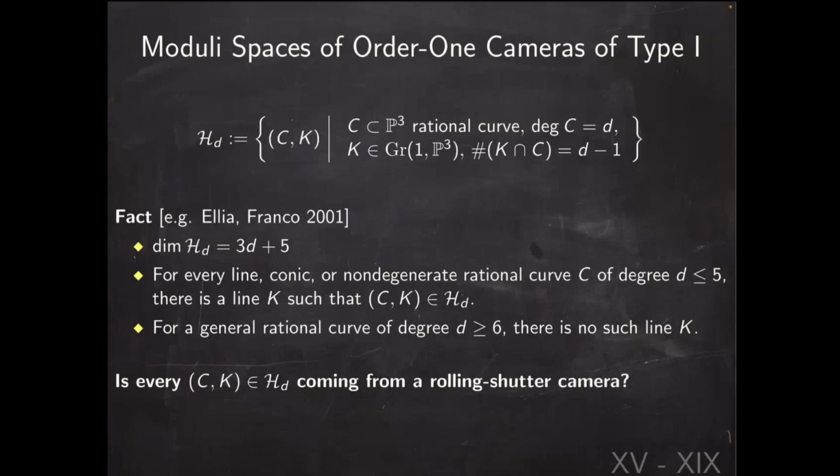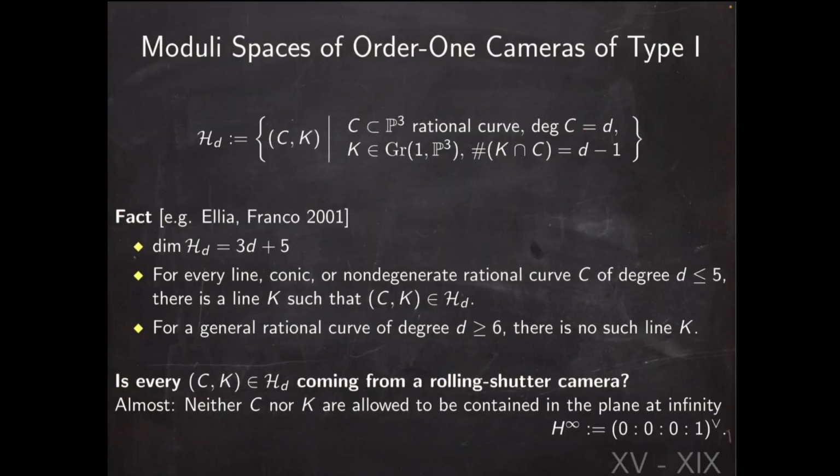So I already talked a little bit about this, but just because we understand the space of these curves with d minus 1 secants, can every such pair actually come from a rolling shutter camera? And the answer is, in fact, almost yes. There's a Zariski dense set of those, because the only thing this modeling would not allow is that neither the curve nor the line can be completely at infinity.